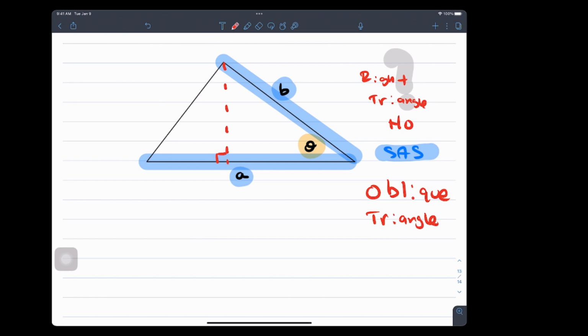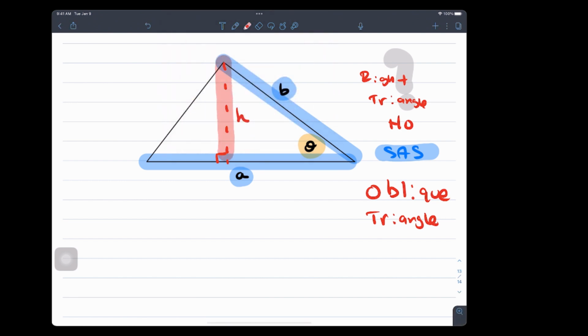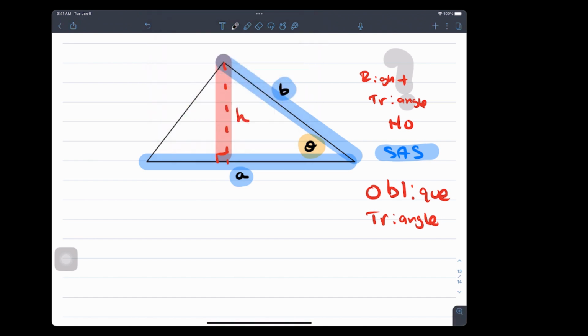What I'm going to do is bisect it here, and this is going to be known as H. I call that H. Does anybody happen to know why? Isn't that the height of your triangle? So I'm going to create the height here. What do you guys know about the area of triangles? The area is 1/2 base times the height. Is that true?